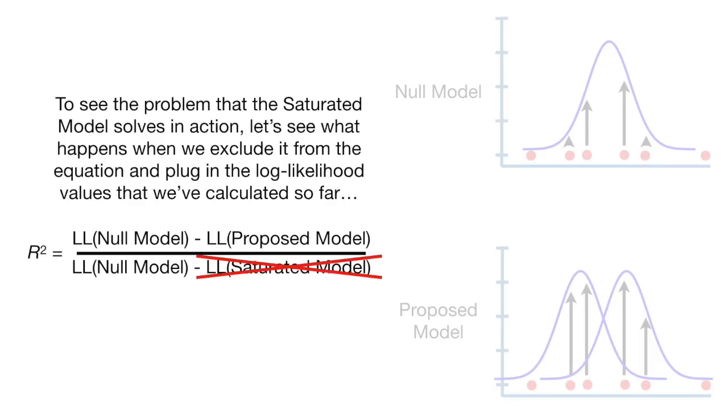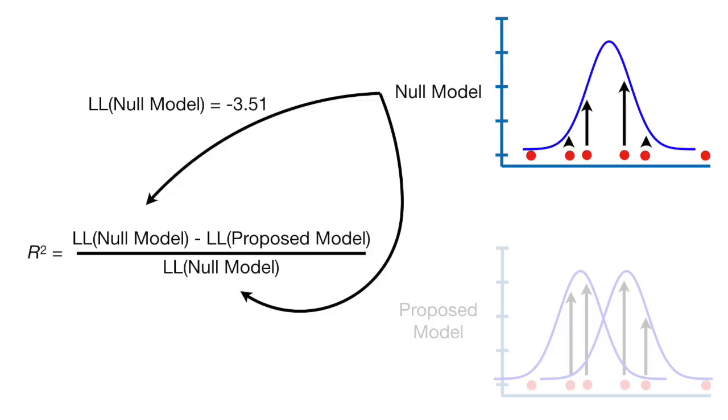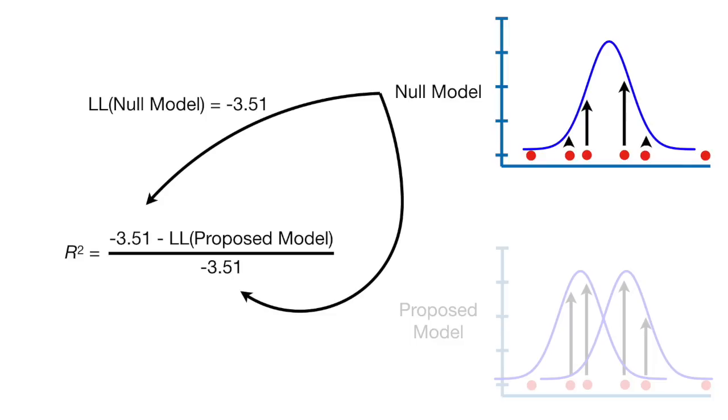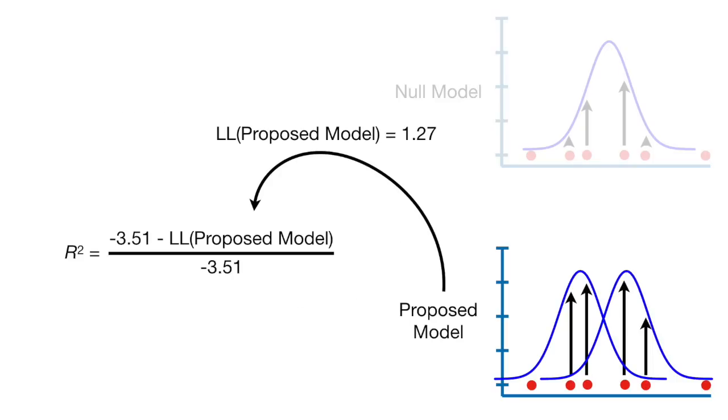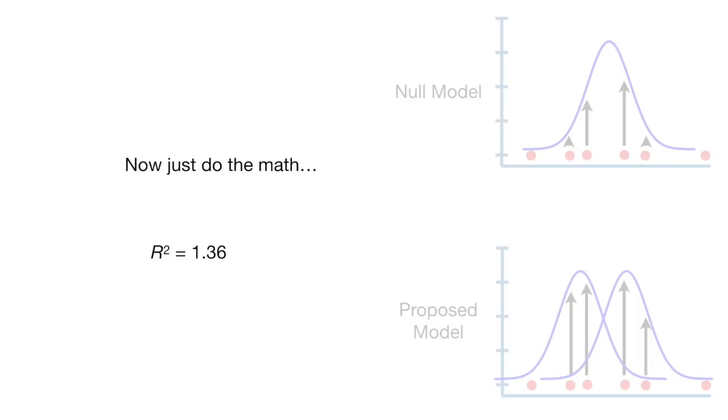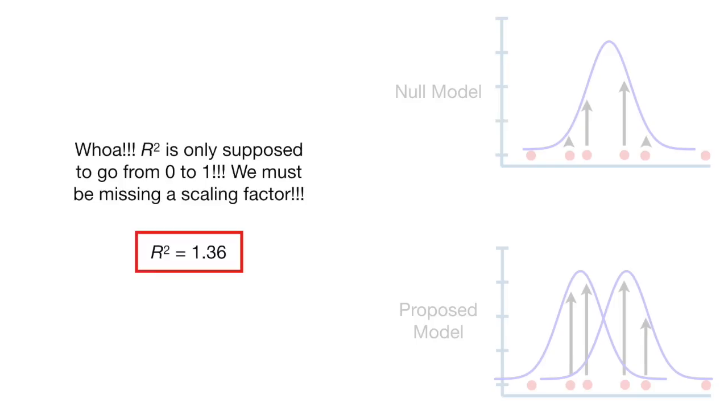To see the problem that the saturated model solves in action, let's see what happens when we exclude it from the equation and plug in the log likelihood values that we've calculated so far. First, we plug in the log likelihood for the null model, that's negative 3.51. Then we plug in the log likelihood for the proposed model, that equals 1.27. Now just do the math. When we leave out the saturated model, the R² equals 1.36. Whoa! R² is only supposed to go from 0 to 1. We must be missing a scaling factor.